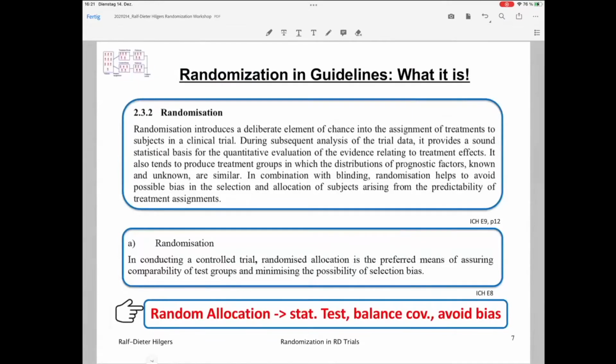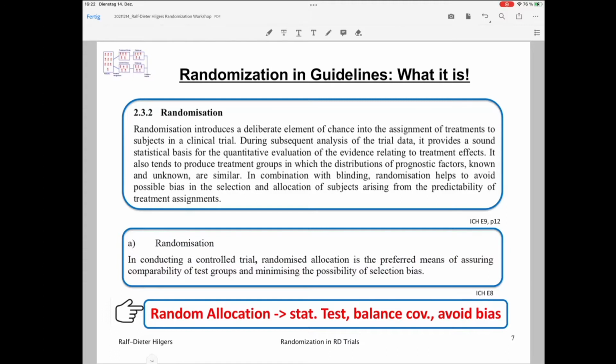Well, randomization is introduced in the ICH E9 guideline. I've copied this part from it. Randomization introduces a deliberate element of chance into the assignment of treatments to subjects in clinical trials. During subsequent analysis of the trial, it provides a sound statistical basis, first aim, for the quantitative evaluation of the evidence relating to the treatment effect. It also tends to produce treatment groups, second aim, in which the distribution of prognostic factors, known or unknown, and the latter is the most important part, unknown risk factors or prognostic factors, are similar.